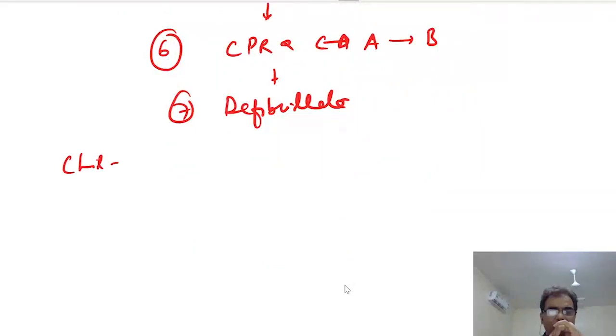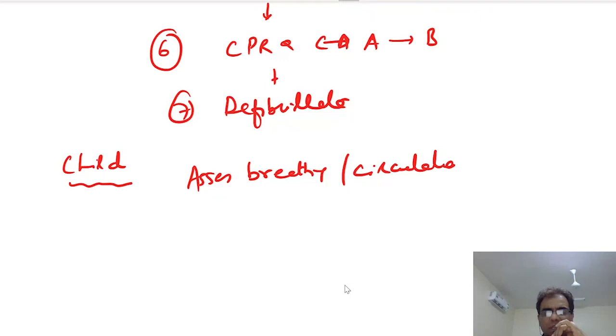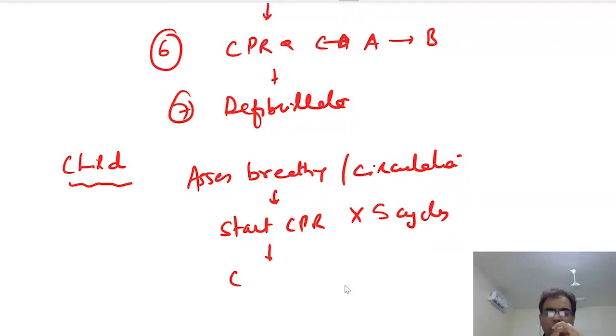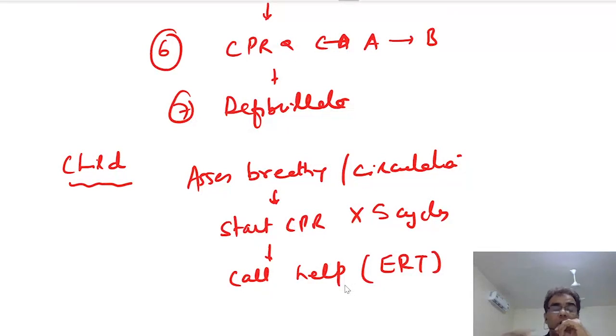But if it is a child, there is a difference. Now in a child, after assessing breathing and circulation, now start CPR and give 5 cycles, and only then call for help, activate the emergency response team. Why? Because the cause of cardiac arrest in a child is asystole, and the management of asystole is CPR, which you have already started. So you are not in a hurry to get the defibrillator. So that's the difference.